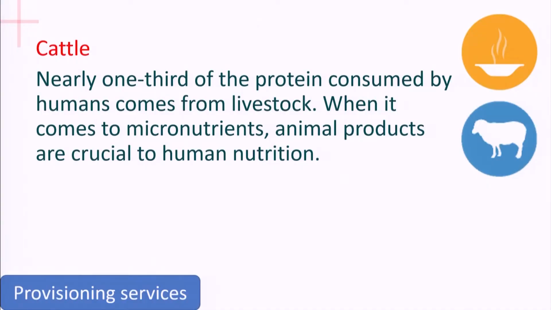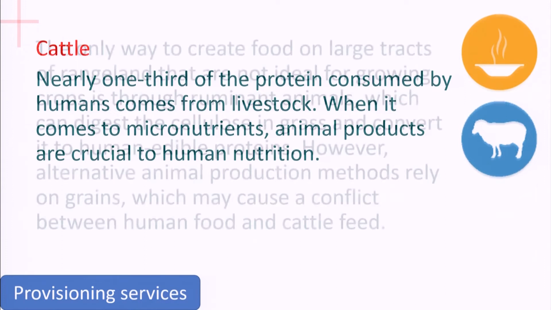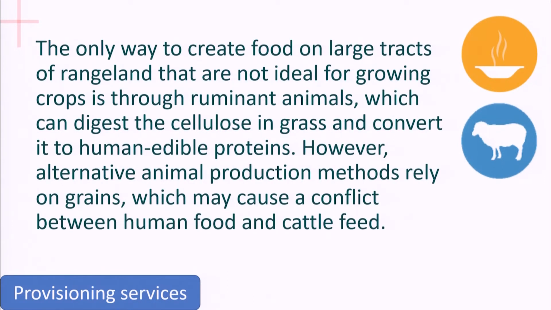The second provisioning service is cattle. Nearly 1/3 of the protein consumed by humans comes from livestock. When it comes to micronutrients, animal products are crucial for human nutrition. The only way to create food on large tracts of rangeland that are not ideal for growing crops is through ruminant animals, which can digest the cellulose in grass and convert it to human edible proteins. However, alternate animal production methods rely on grains, which may cause a conflict between human food and cattle feed.